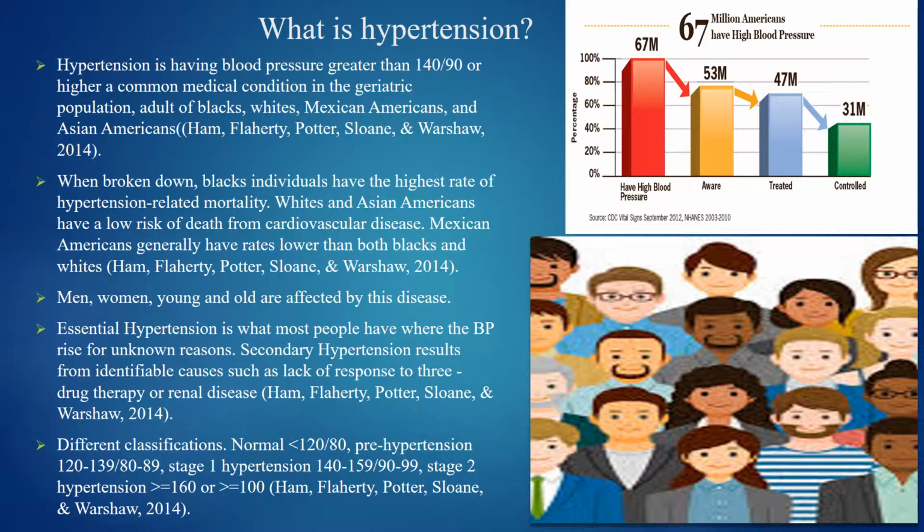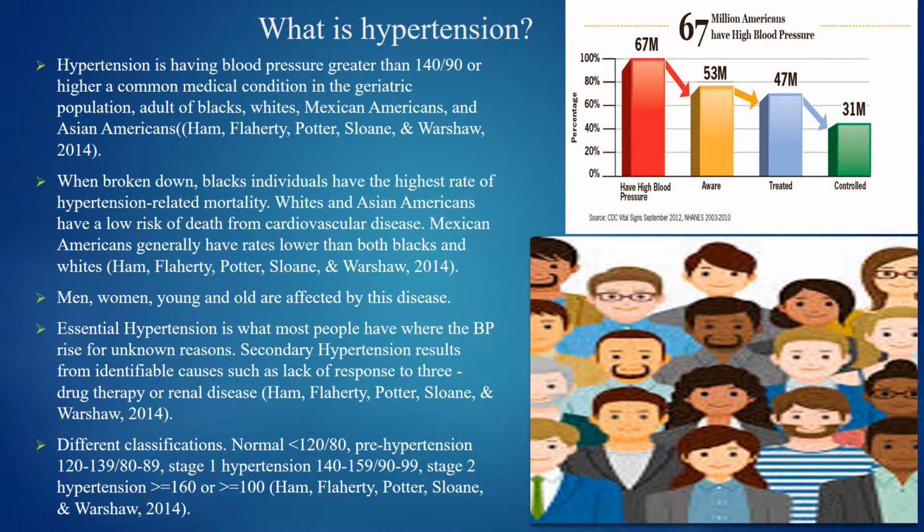Hypertension is having blood pressure greater than 140/90 or higher. It is a common medical condition in the geriatric population. But as we know in dealing with the medical field, and as we've been going to our precepting sites, we notice that there is more than the geriatric population suffering from this type of illness. This illness has effects on men, women, the young and old.